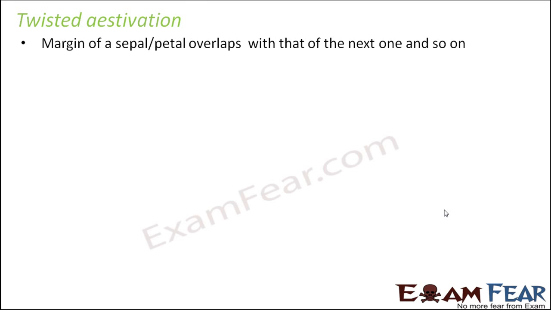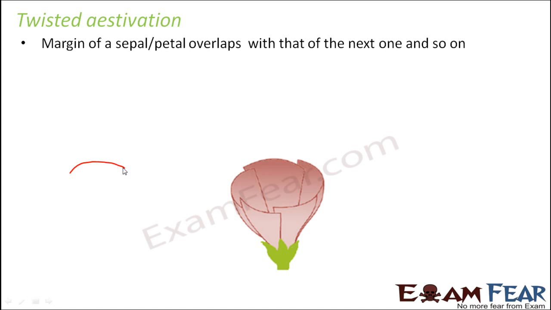The next type is twisted aestivation. In twisted aestivation, the margin of a sepal or a petal overlaps with that of the next one. Let us suppose this is one petal or sepal. The margin of this will overlap with the next one. Again, the margin of this will overlap with the next one, and again, and again. So there are regions of overlap, right? And that is why it is known as twisted aestivation.